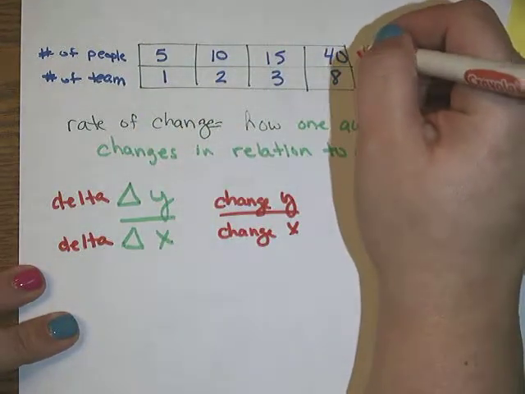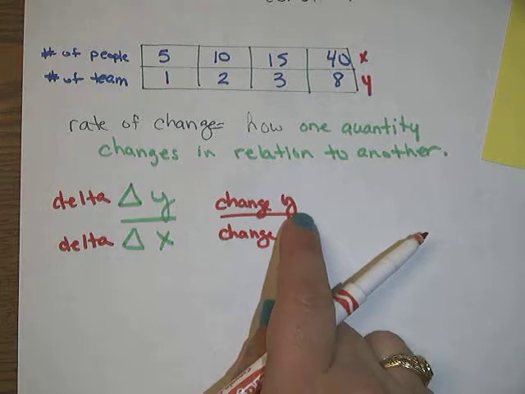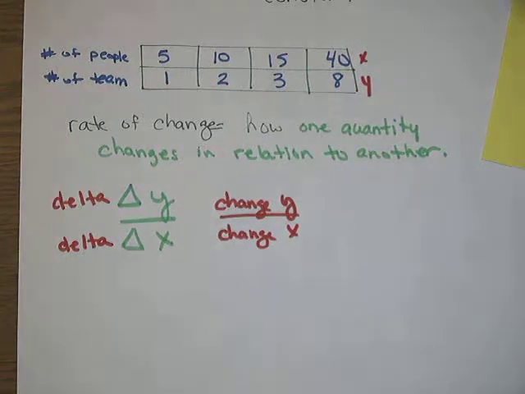So up here in our table, whenever we have tables that look like this, your x is always on top and your y is on bottom. Okay. Sometimes they'll tell you, sometimes they won't, but if they don't tell you, your x is on top, y is on bottom. So we're really just looking for the change in y over the change in x.